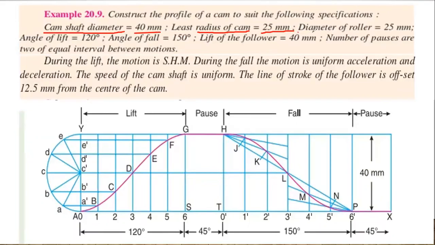Next, the diameter of the roller is 25 mm. The angle of lift is 120 degrees, that is the outstroke angle. Next, the angle of fall is 150 degrees, and the lift of the follower is given as 40 mm. That is called the stroke of the follower. Also, the number of dwells is 2, with equal intervals between the motions.